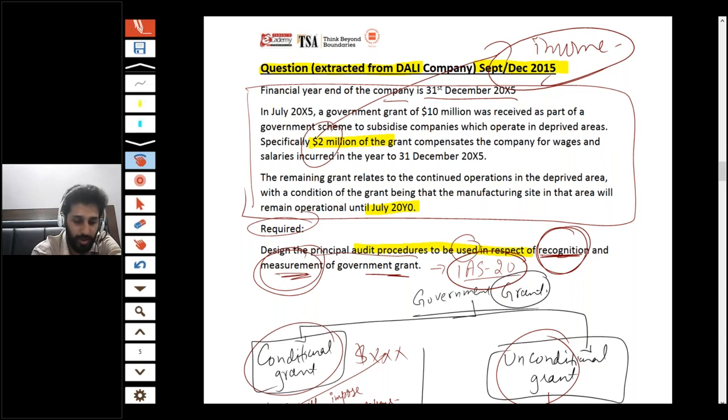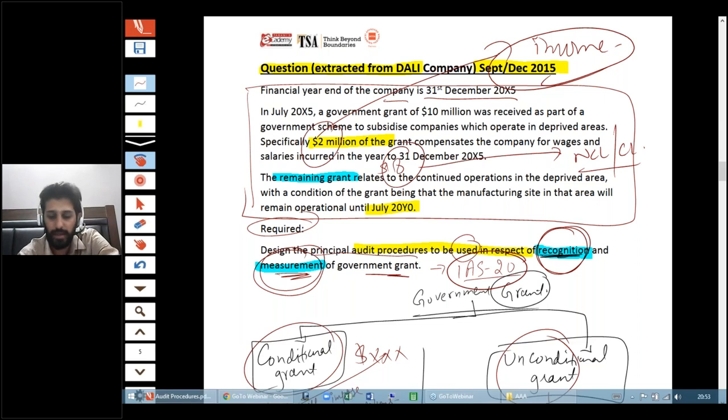Now, what is the procedure in respect of recognition and measurement of government grant? It's the income. And what is this remaining grant, which is $8 million? Can you tell me what is this 8 million? It's non-current liability and current liability, right? Do you agree on that, all of you?